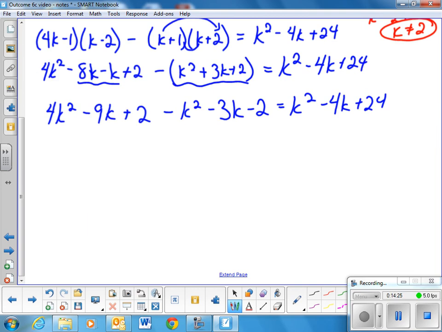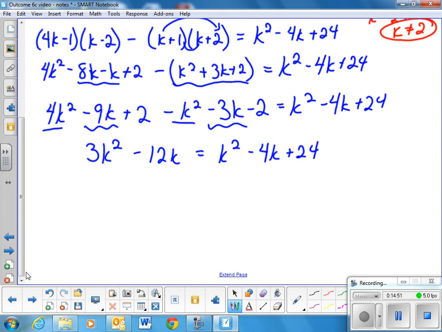Let's tidy this up a little bit on the left and combine some like terms. If I have 4k squared and I subtract k squared, I have 3k squareds. Negative 9 minus 3k is negative 12k. And 2 minus 2 is 0. The right-hand side, there's no like terms to collect.